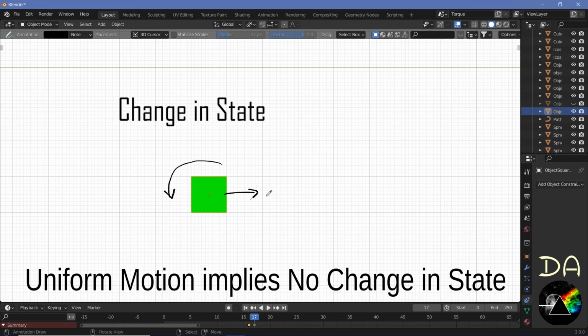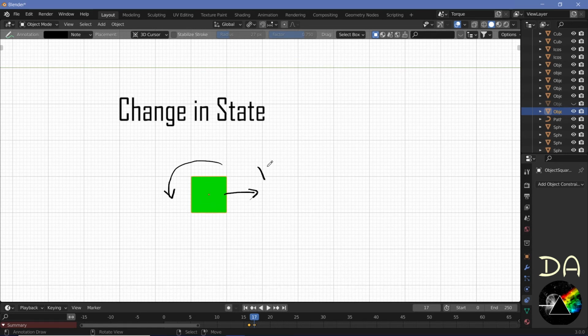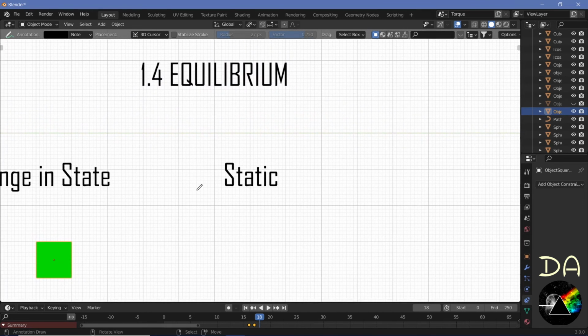But as long as it doesn't change the velocity, and in case of rotation, the speed of rotation, and in case of velocity, it's just velocity, remains constant, there is no change in state. But if either of these change, then it's called a change in state. So with that knowledge, we can actually know that there are two types of equilibrium. As you can already see, there's static equilibrium and dynamic equilibrium.